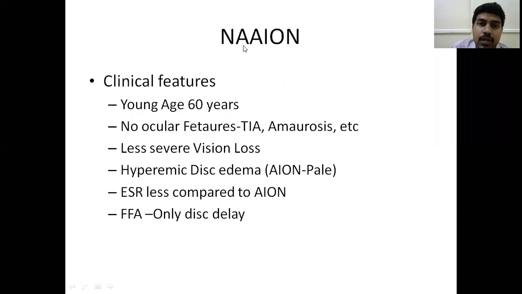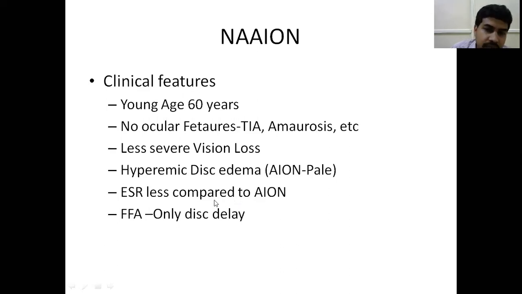So NAION, non-arteritic anterior ischemic optic neuropathy. Clinical features: it is seen in a younger age, around 60 years. No ocular features, TIA, amaurosis etc. are absent. The vision loss is less severe compared to the arteritic type. A hyperemic disc edema is seen. In AAION, I told you pallor, but here, to the contrary, there is a hyperemic disc. ESR is not that much elevated as compared to AAION.